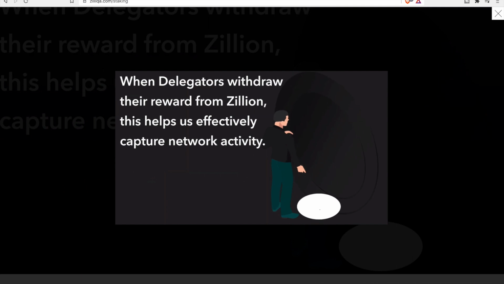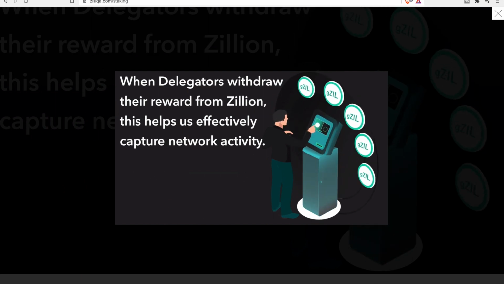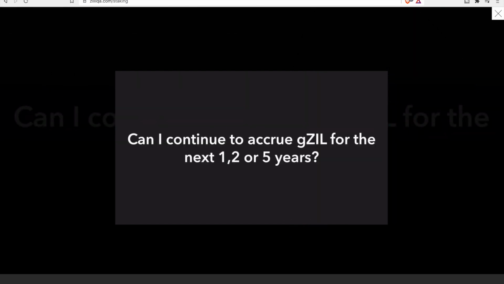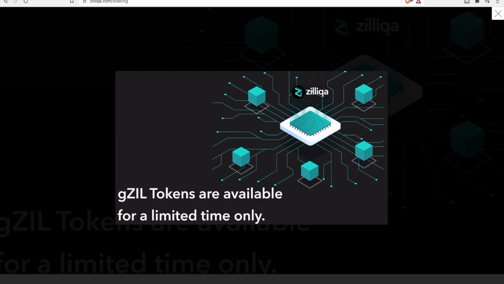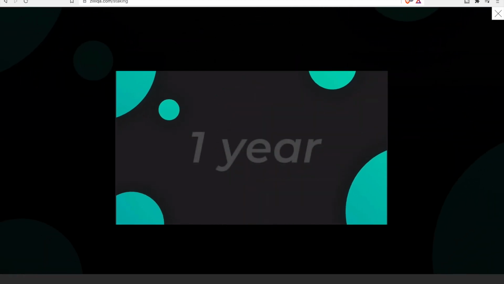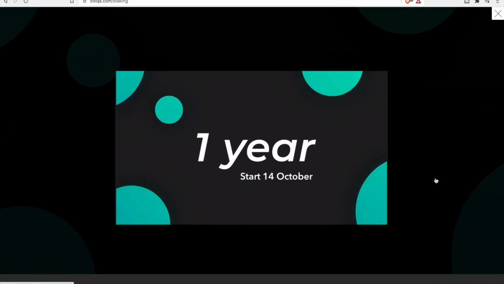GZIL are issued only when delegators withdraw their reward from Zillion and from wallets or exchanges supporting ZIL staking. Can I continue to accrue GZIL for the next 1, 2, or 5 years? Nope. No. GZIL derives part of its value from the scarcity. Hence, early birds will be rewarded for their contribution and support to this ecosystem. GZIL will only be issued for 1 year, starting from the 14th of October.